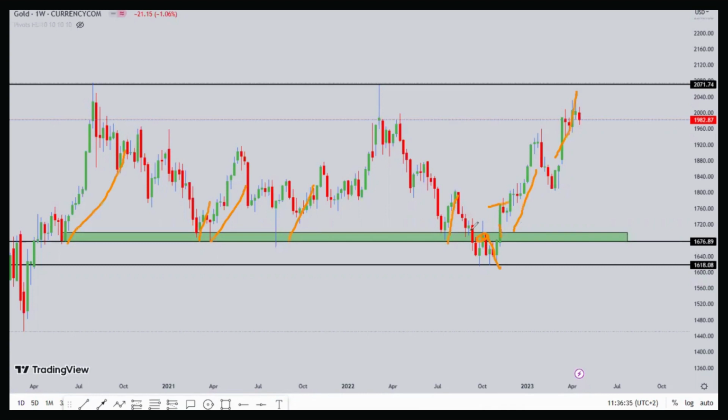If you remember, I spoke about this W pattern: if we break the neckline, we'll see the market test the neckline before continuation, and that's exactly what we saw.